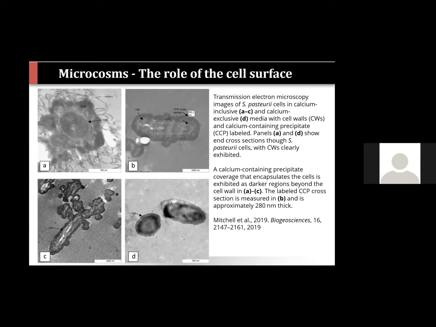Here are some TEM images of the early precipitation phase of Sporosarcina pasteurii, demonstrating that there is active nucleation on the cell surface, and that over time, this nucleation ultimately inactivates the cell. We can see here that these are effectively calcium carbonate crusts forming around the individual cells. And in a sense, what this does, of course, is inactivate the cell because it can no longer reach the urea that it requires to hydrolyze.